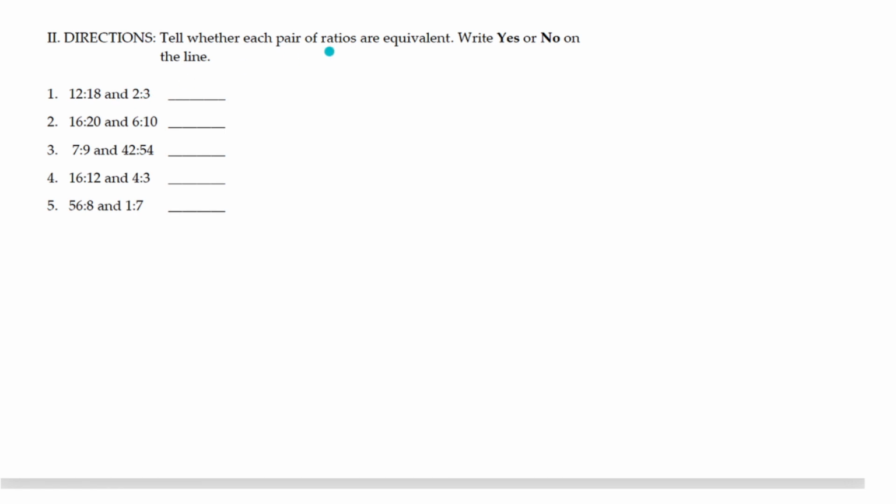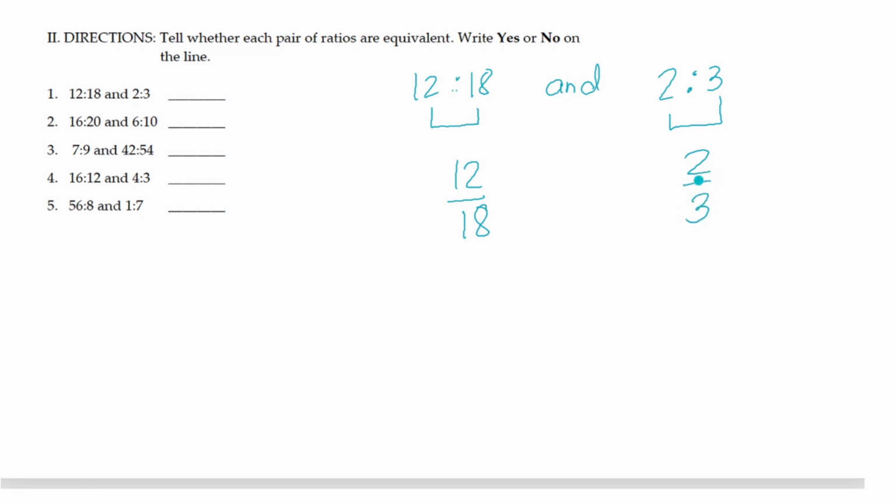So, tignan natin yung una. So, we have 12 is to 18 and 2 is to 3. Okay, paano nyo masasabi kung sila ay equivalent? Kapag itong dalawang number na to or itong dalawang number na to, pag dinivide natin sa isang number, pareho lang yung kalalabasan nila. So, tignan nga natin. So, dito we have 12 is to 18 or 12 over 18 and 2 is to 3. Ngayon, kapag sinimplify ba natin itong 12 is to 18, 2 over 3 din yung kalalabasan.